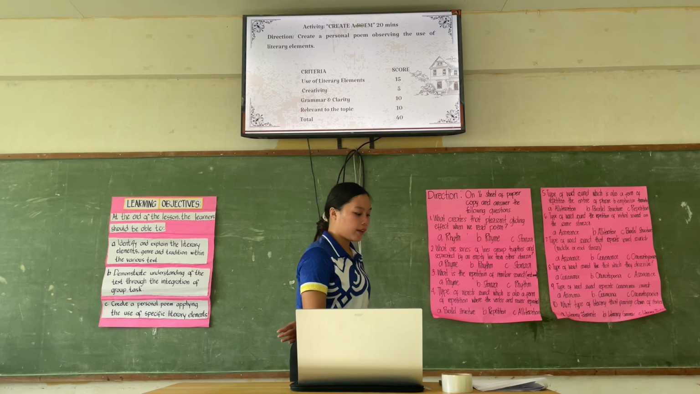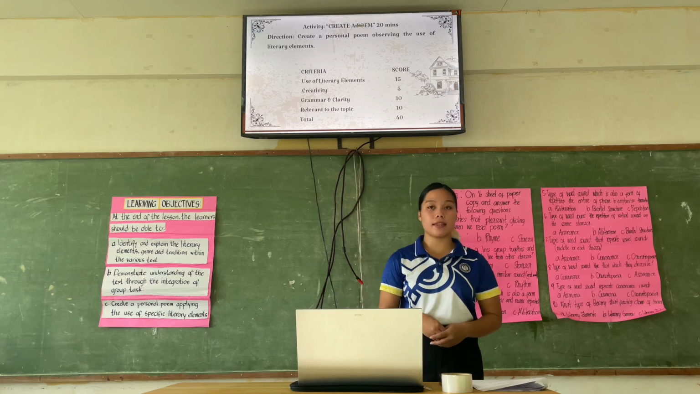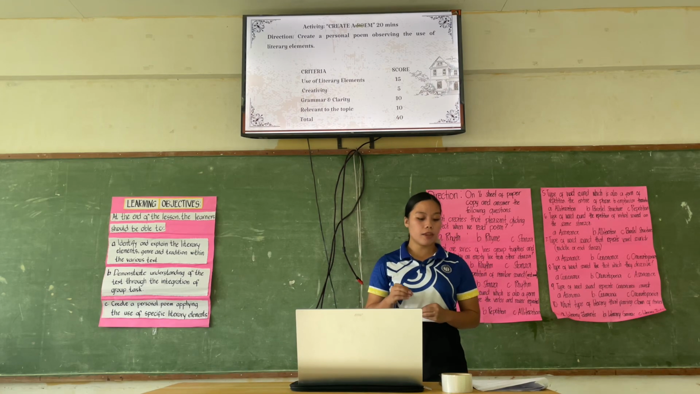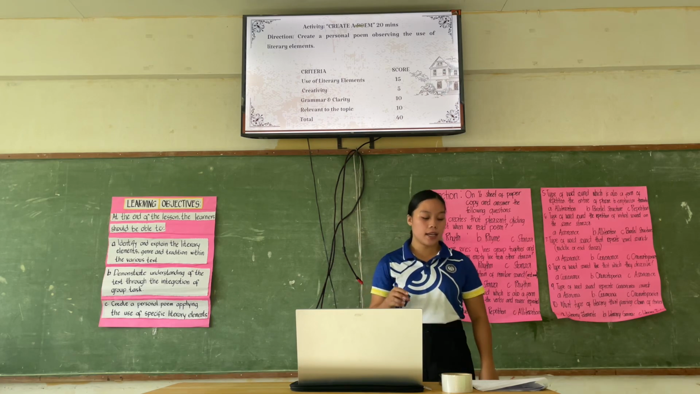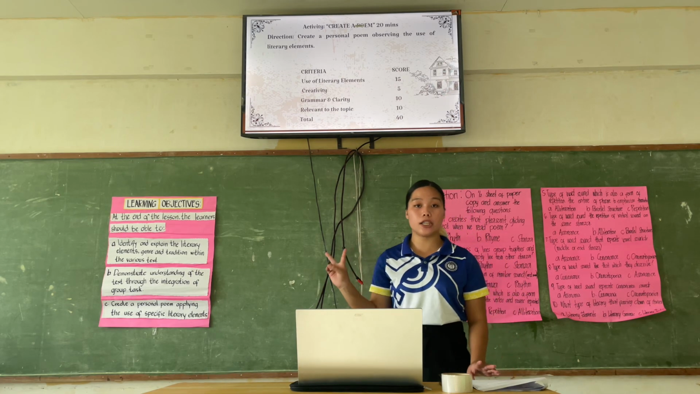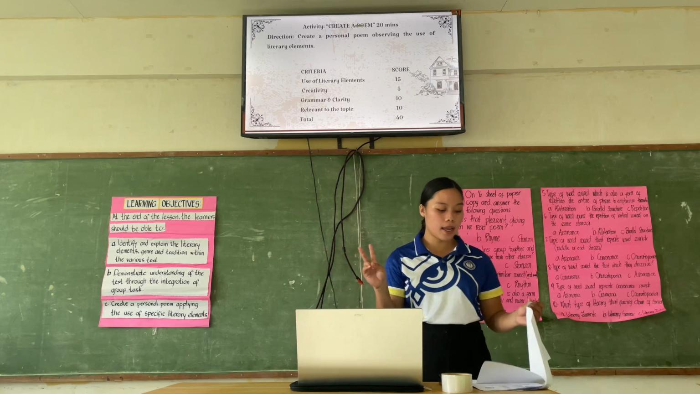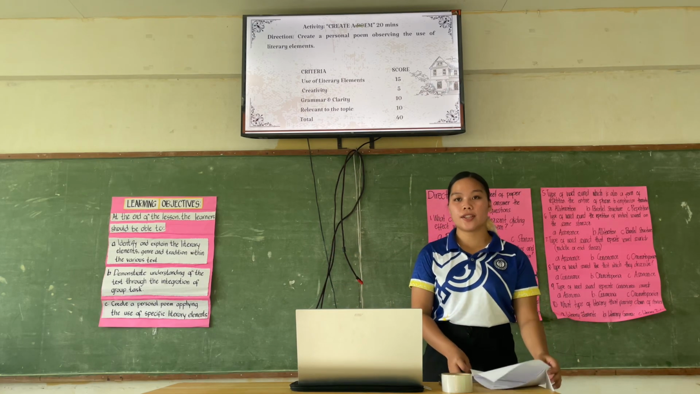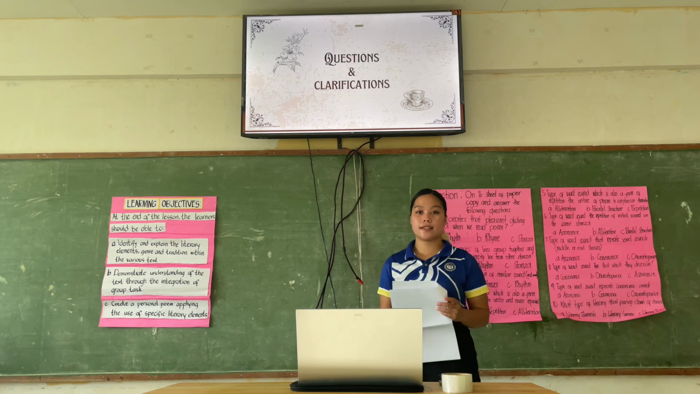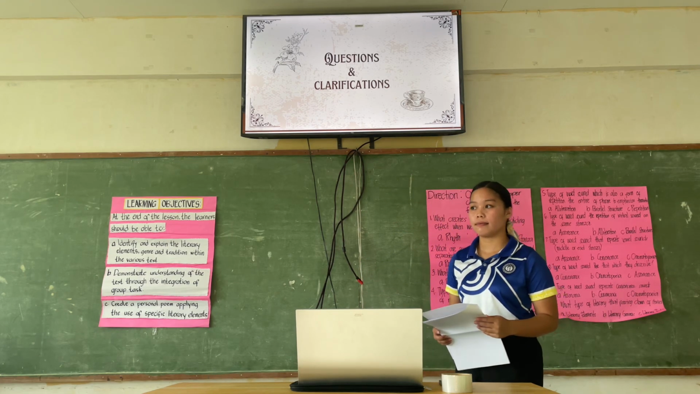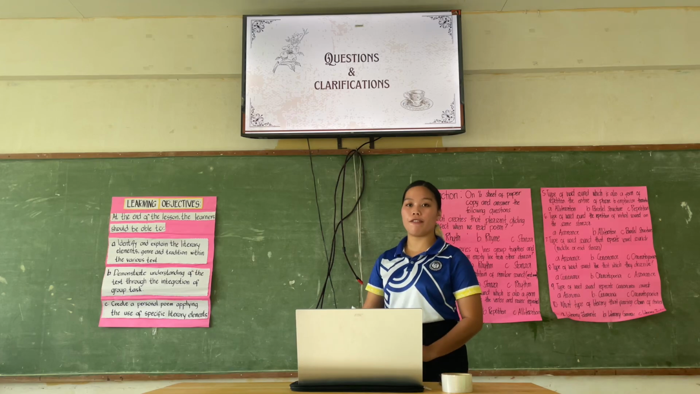Okay, for your assignment, on a short bond paper, define the following literary concepts in your own words: literary elements, literary genres, and literary tradition. Any questions or clarifications? Okay, none so far. Very good.